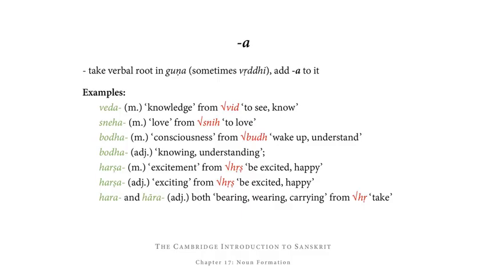On the basis of hṛṣ, to be excited, to be happy, we get again both the noun excitement and the adjective exciting, both harṣa. And on the basis of hṛ, to take, we get both hara and hāra, so adjectives that employ the guna and the vriddhi of the root hṛ. Hara would be guna, hāra would be vriddhi, and these adjectives both mean bearing, wearing, carrying, and so on. These are just a few examples out of the many that you will find across Sanskrit.